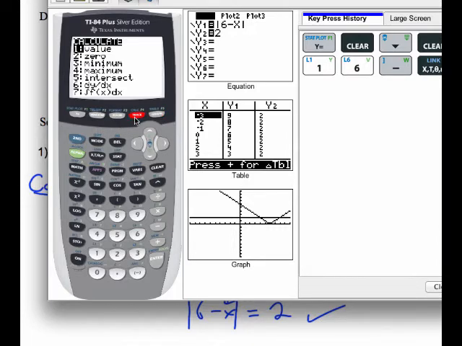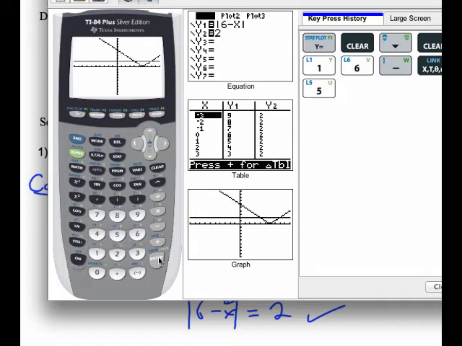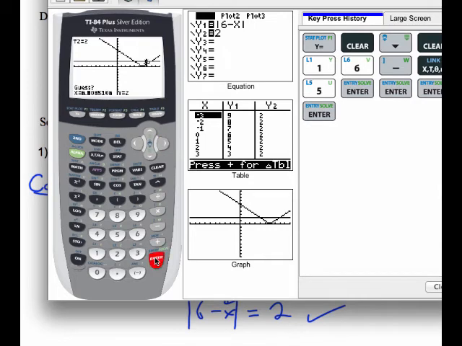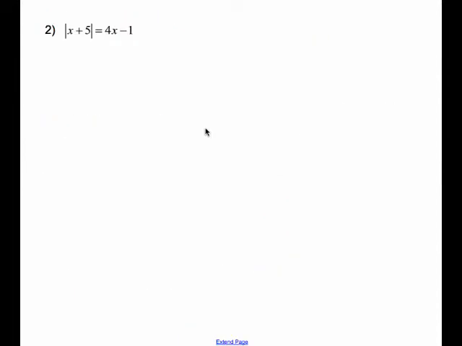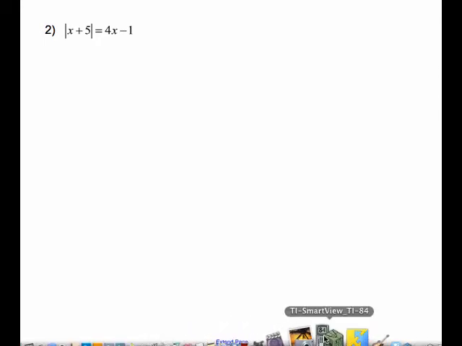So second function, intersect. Used this button before. X equals 4 is one solution. And the other one, x equals 8. Okay, so I confirm my solution. Alright, let's make things a little bit more complex. This time let's solve graphically first.